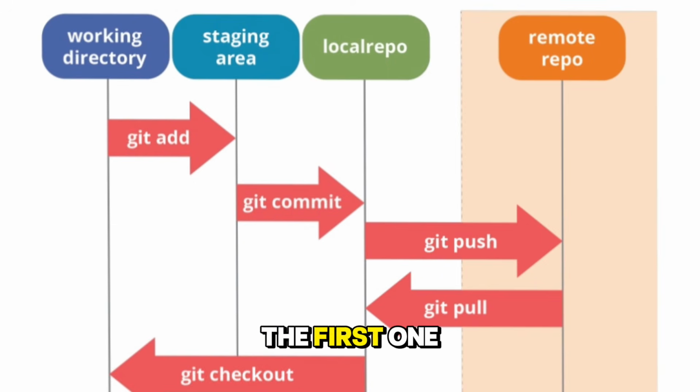First, we will see git pull. Pulling is used to get the latest changes made by collaborators. You git pull from the remote repo, which fetches and merges those changes into your local. The second one is pushing. To share your local changes with your collaborators, you git push them to the remote.